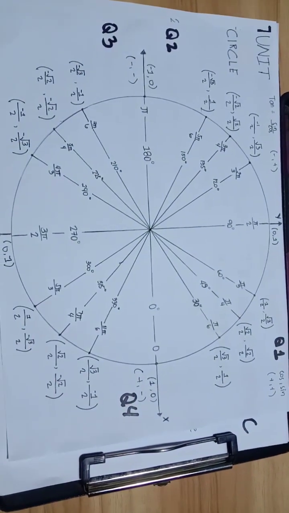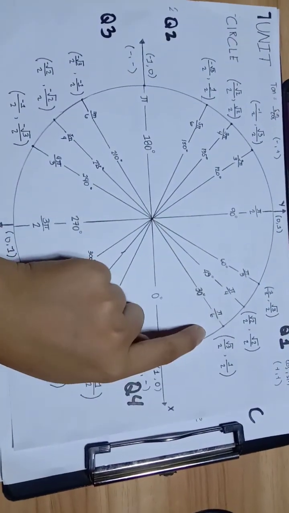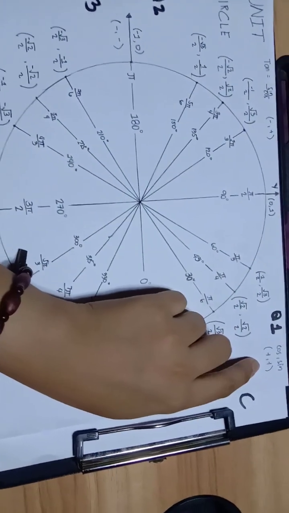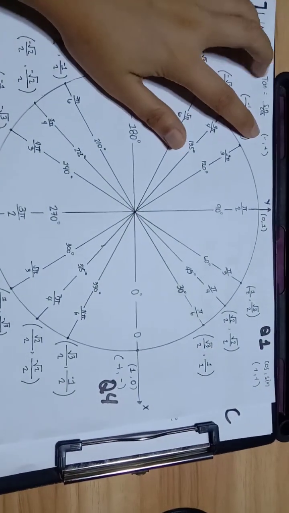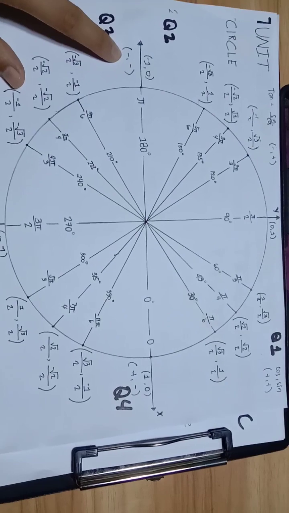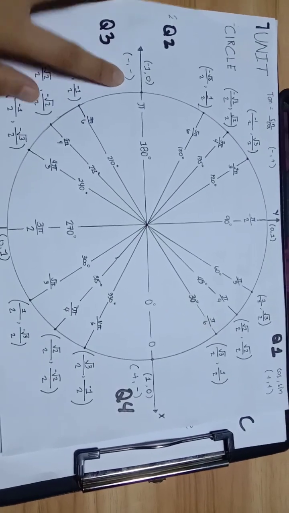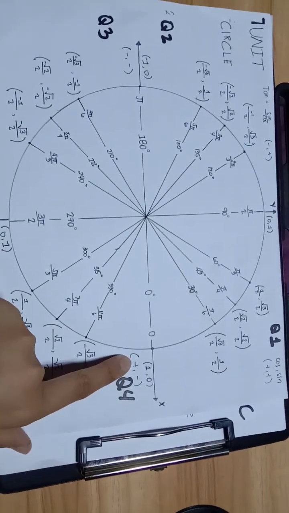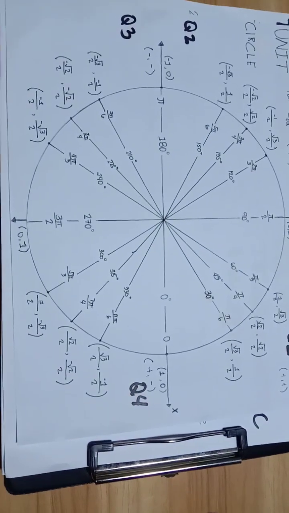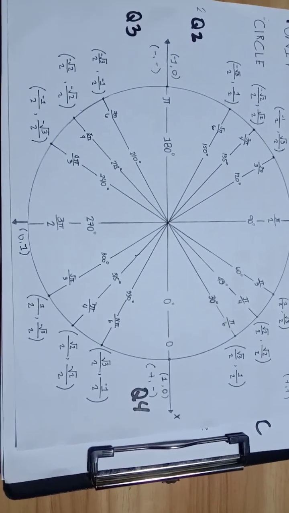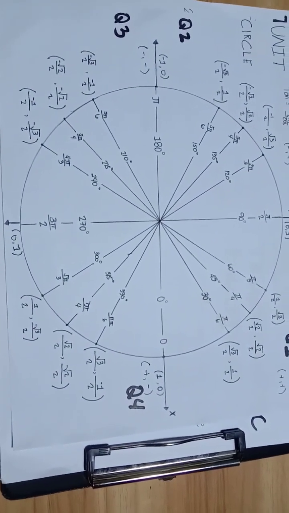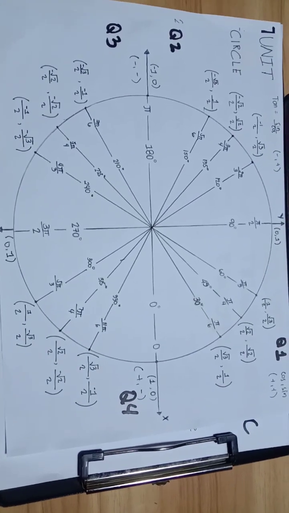Understand? Okay, in this quadrant, positive, positive. In this quadrant, negative, positive. In this quadrant, negative, negative. And quadrant 4 is positive, negative. Okay, let us not go further because I know that you have already learned about this.